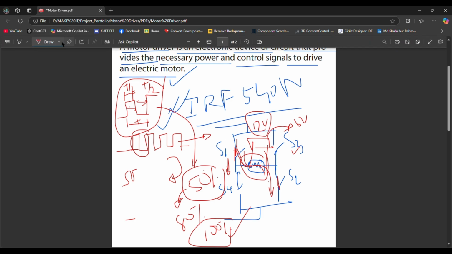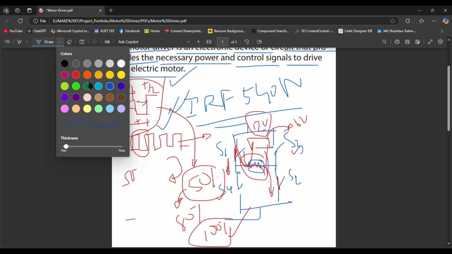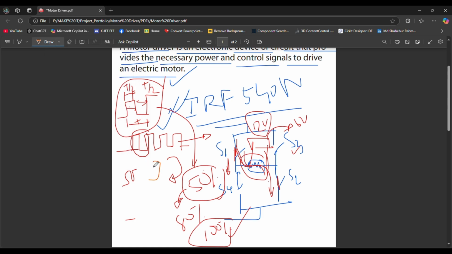And one thing you have to say, suppose you have to change the direction of this rotation. In the first case, the current was flowing in this direction and the motor was running clockwise, suppose. Now you have to rotate the motor in the opposite direction, anti-clockwise. I mean, you have to open S1 and S2 again, and close S3 and S4, so that the current goes through S3 and S4 and the motor runs in this direction.